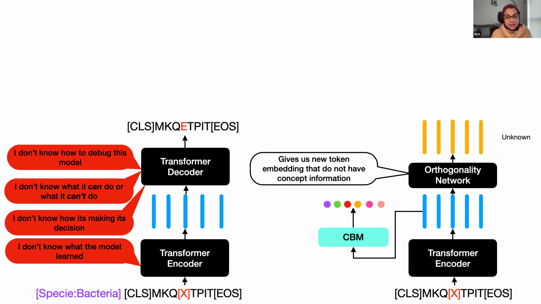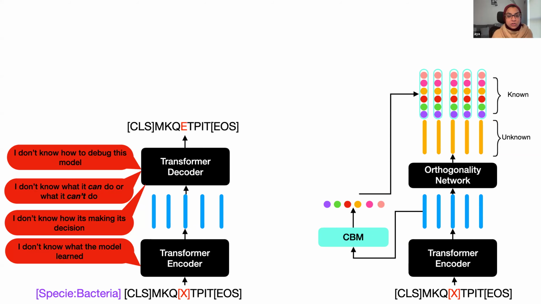Okay, now that we have these concepts, we want to generate new tokens that do not have this information in them. So we pass the old tokens through a network called an orthogonality network. This orthogonality network gives us new tokens that do not have information about the concepts in them. We call these tokens the unknown part of the model, and the concepts that we have, we call known. So we add them back together.